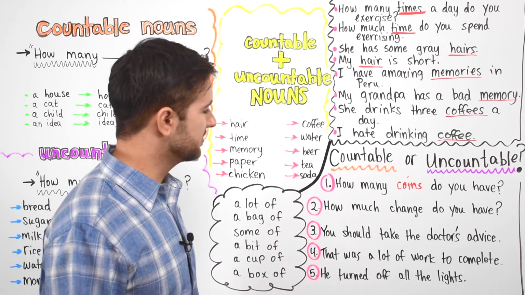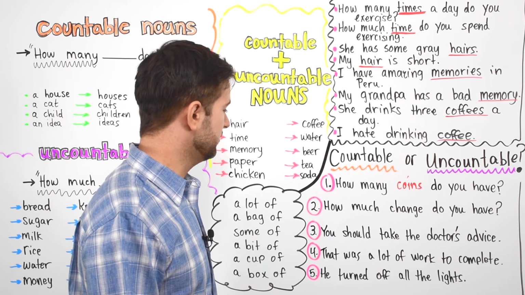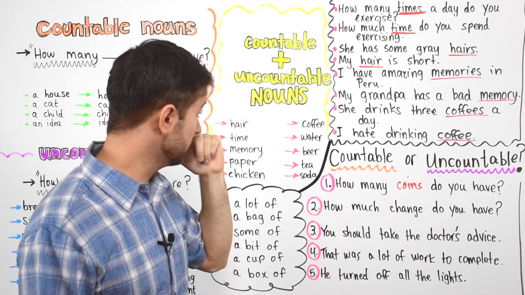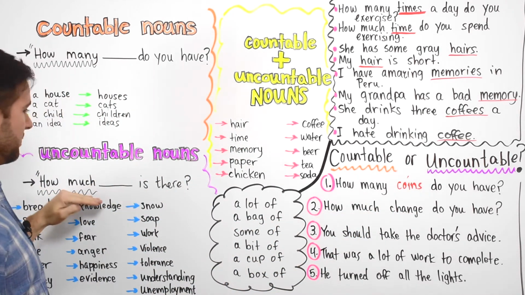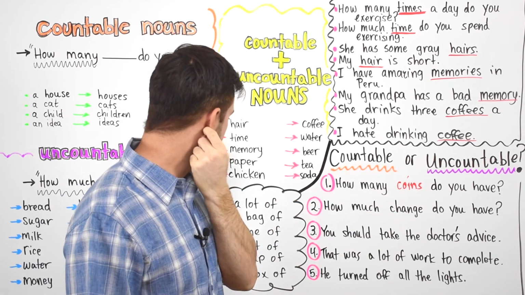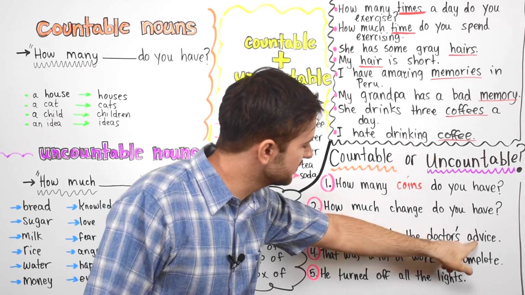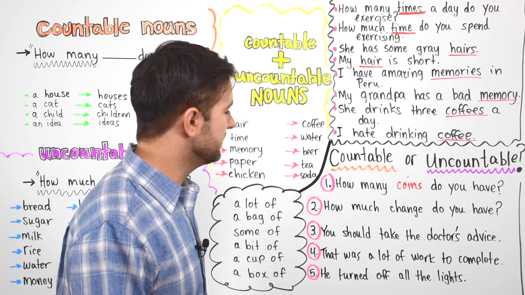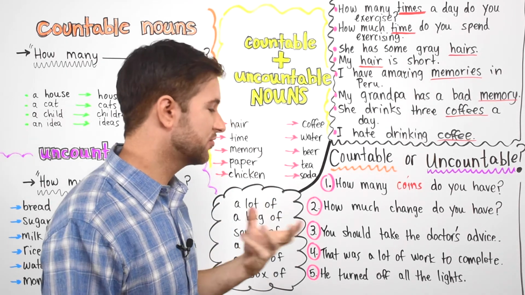Number 2, can you do it by yourself and think about it? Maybe pause the video. All right, number 2, I'll say it now. How much change do you have? Change, okay? Is it countable or is it uncountable? You know right away it is uncountable because we're saying how much. How much of something we use with uncountable nouns. Number 3, you should take the doctor's advice. So we're focusing on this word here, advice. You know what it is? It's uncountable. We're talking about a general abstract idea.